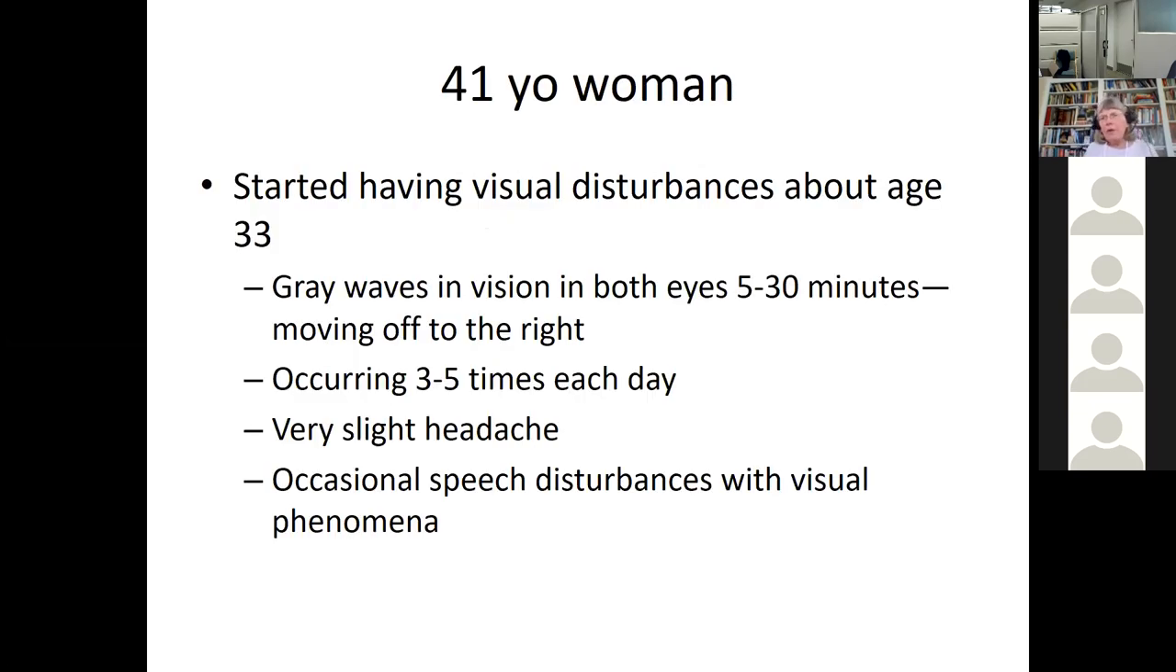So what about this woman, a 41-year-old woman who started having visual disturbances about age 33? She has these gray waves in the vision. It's in both eyes. It lasts anywhere between 5 and 30 minutes. It moves off to the right, and these can occur up to 3 to 5 times each day. And then she gets a very slight headache. And sometimes when she has the aura, she has a speech disturbance with it, along with the visual phenomenon.